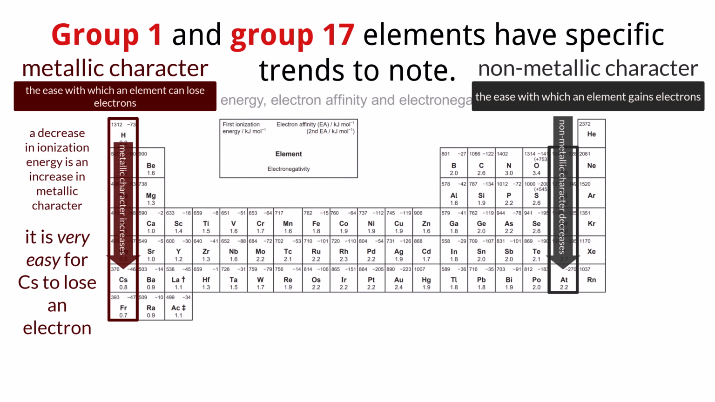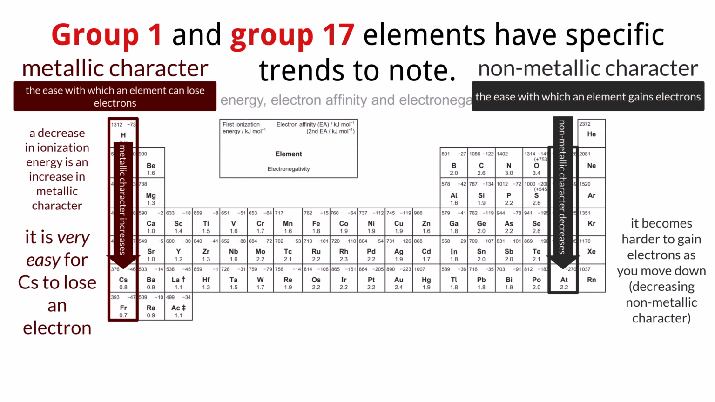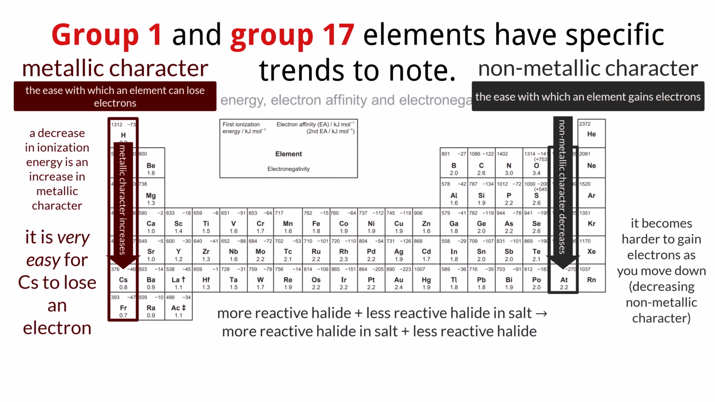Conversely, in group 17, the halogens, nonmetallic character decreases down the group. This means that as you move down the group, each element's ability to gain an electron decreases, aka it becomes harder to gain electrons as you move down. Since nonmetals react by gaining electrons, the increased atomic size makes it harder for the nucleus to attract an incoming electron. This shift is best seen in displacement reactions with halide ions, where the more reactive halogen, higher in the group, will kick out a less reactive halide ion from its salt.